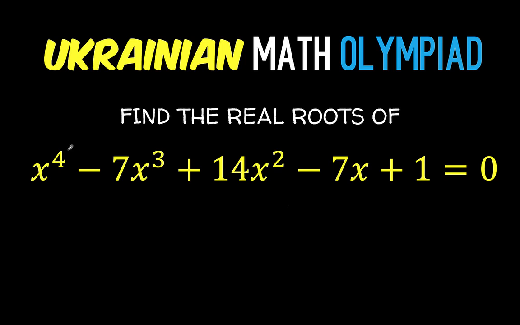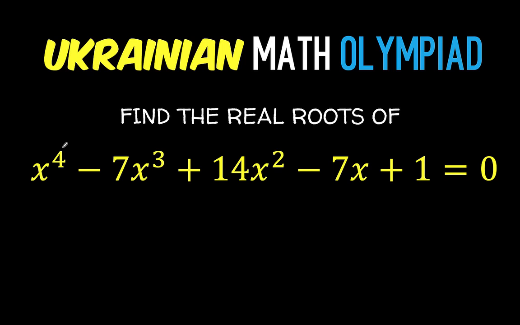Also, we look at the highest degree. The degree of the leading term here is 4, and so we expect that there must be 4 complex roots in this equation. Those roots could be all real numbers, or it could be combinations of real and imaginary numbers.